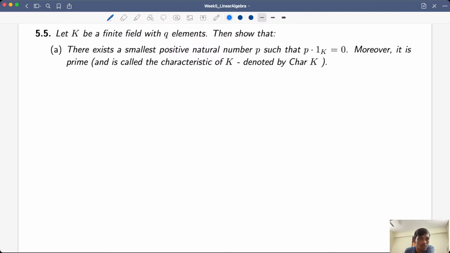Okay, so how do you show this one? So this is again basic group theory.